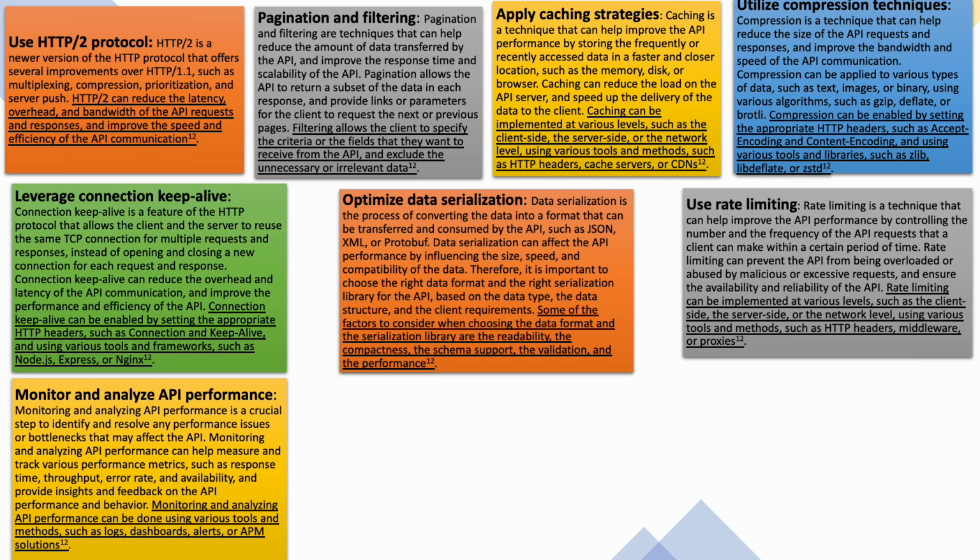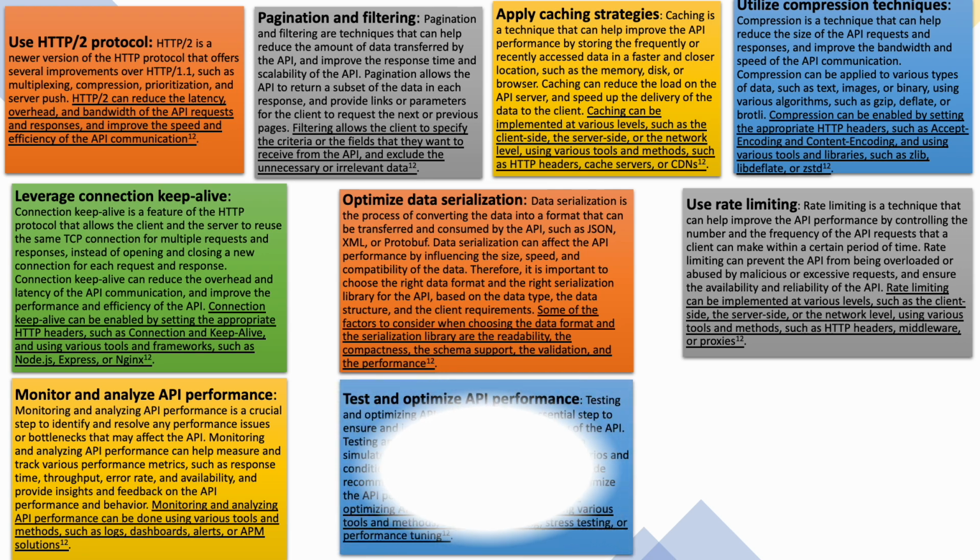Monitor and analyze API performance. Monitoring and analyzing API performance is a crucial step to identify and resolve any performance issues or bottlenecks that may affect the API. Monitoring and analyzing API performance can help measure and track various performance metrics, such as response time, throughput, error rate, and availability, and provide insights and feedback on the API performance and behavior. Monitoring and analyzing API performance can be done using various tools and methods, such as logs, dashboards, alerts, or APM solutions.